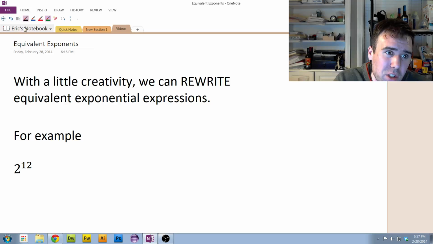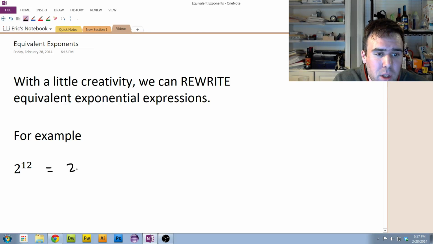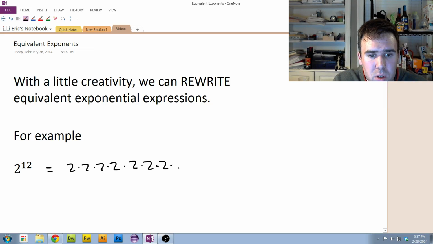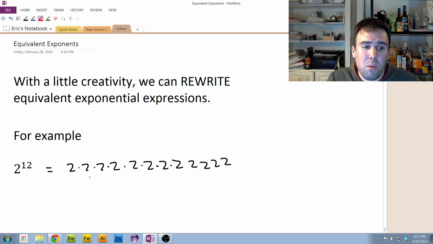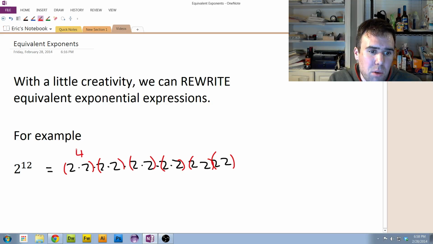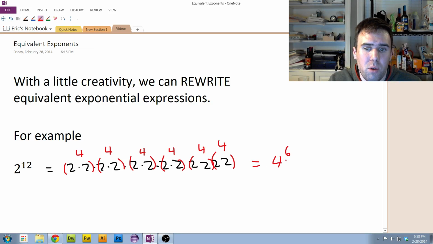And it starts by just expanding like we did before. 2 times 2 times 2 times 2, and so on. Now here we can see that we've got 12 2's lined up, and if I group them in batches of 2, I will again get some numbers. 4, 4, 4, 4, 4, 4. How many 4s do I have? 4 to the sixth.